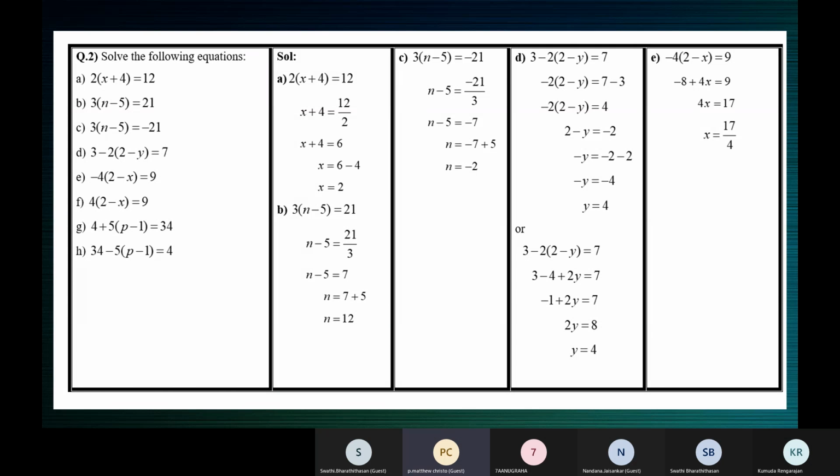Ma'am, if we add minus 7 plus 5, we will get minus 2, ma'am. So n is equal to minus 2, ma'am. Correct, Matthew. Thank you. Anugrah, try the same thing.